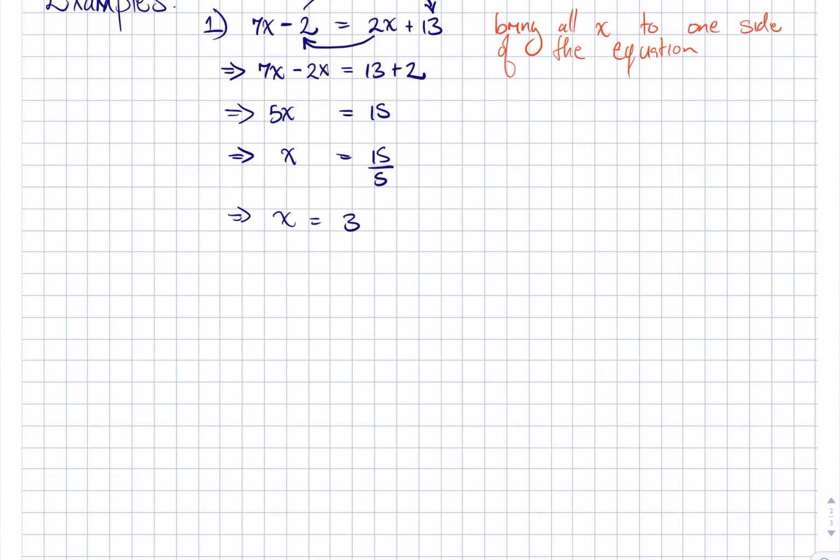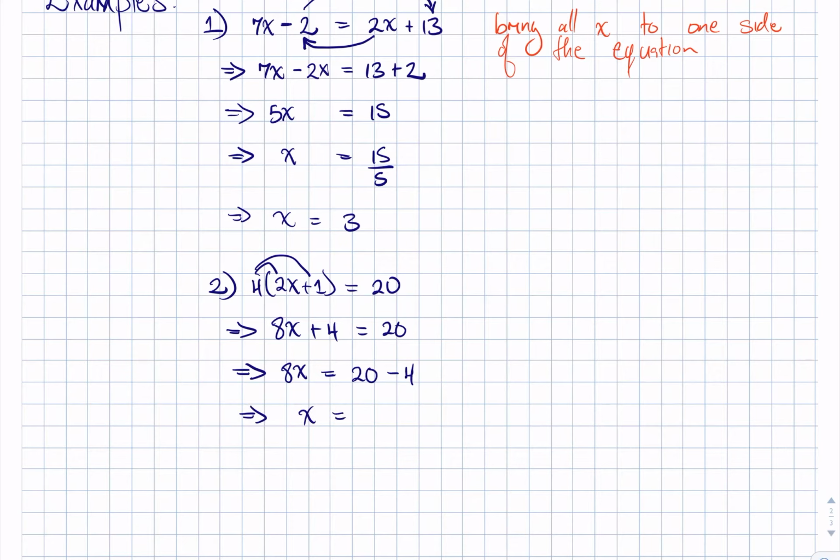Example number 2, we have 4 times 2x plus 1 equals 20. Using the distributive property of numbers, we can distribute 4 over the sum of 2x and 1. That gives us 8x plus 4 equals 20, which means that 8x is equal to 20 minus 4, bringing 4 from the left-hand side to the right-hand side, which means 8x is equal to 16. That is the difference between 20 and 4. And now we end up with a basic equation. To solve that basic equation, we simply divide by 8 on the right-hand side, since on the left-hand side, 8 was multiplying, thus giving us x is equal to 2.